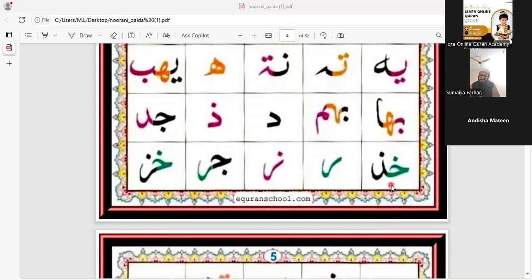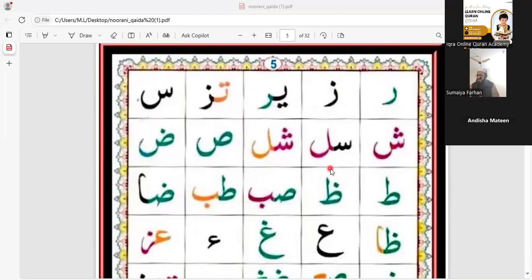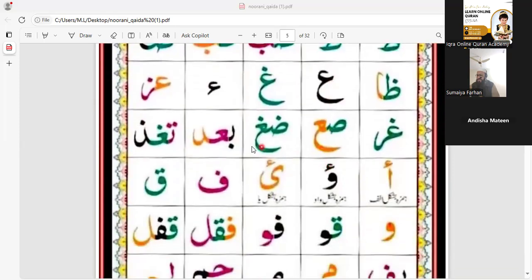This one, kha, za. Kha, not this, this is kha. Za, not this, this is zal. When we join zal, dal, with letters like kha, ha, jim, ba, the shape will change. Okay, this zal will change like it. This dal will change like it. The shape will change, okay. What is it?